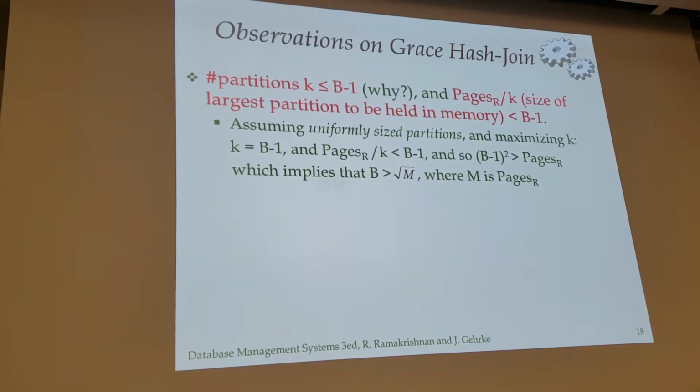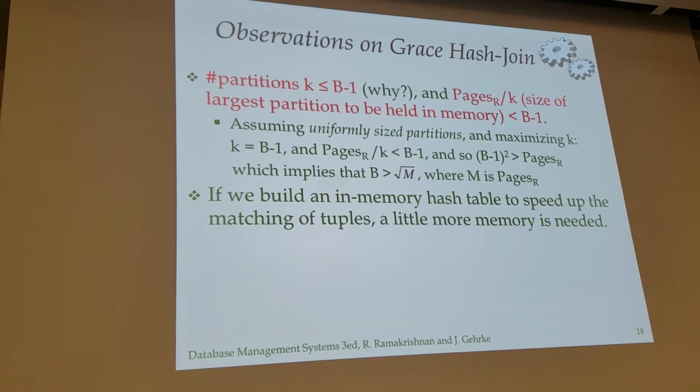So basically, I end up having an easy calculation: B minus one squared is greater than the number of pages of R, if this is working, which implies that B has to be greater than the square root of pages of R. That's basically it: B minus one squared is greater than pages of R, then B is greater or equal to the square root of pages of R. So if you can pick B more than the square root of pages of R, pages of R could be big, but the square root of pages of R might not be that bad.